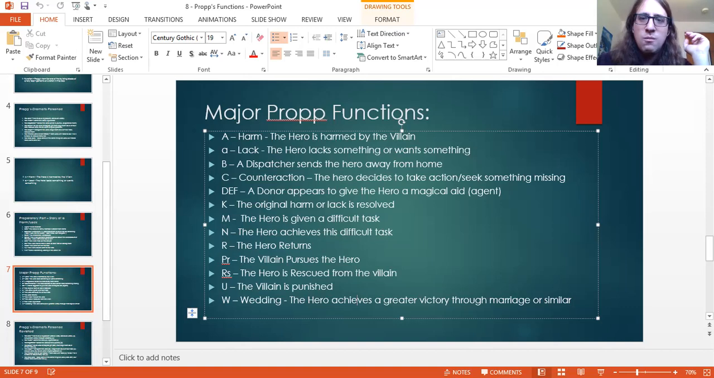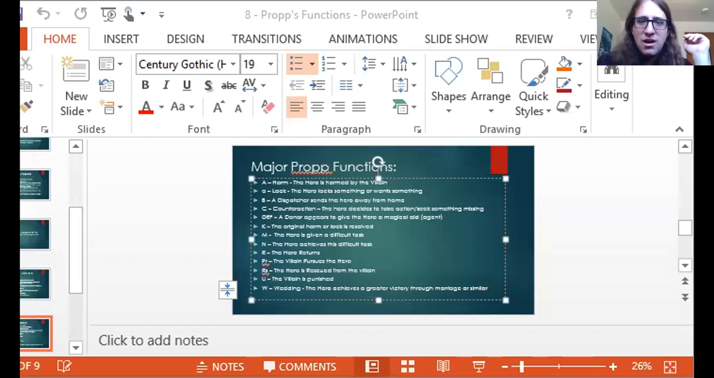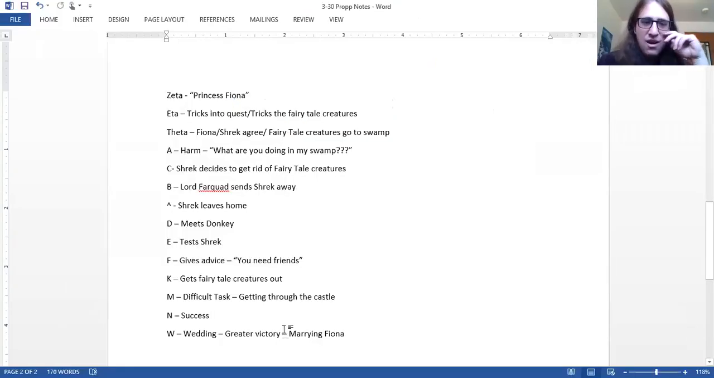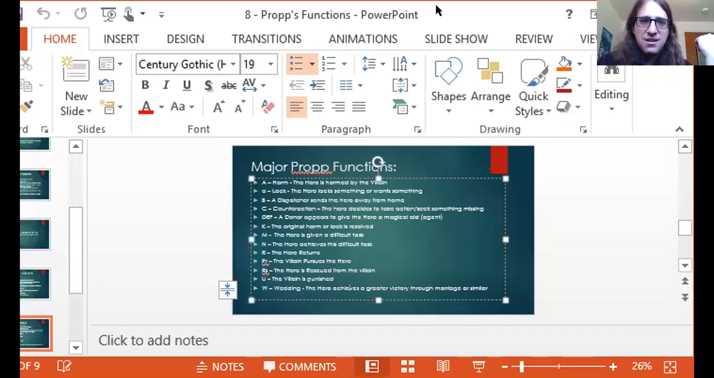Oh, sorry, I accidentally paused the screen sharing here. Let's go back here. Here we go. So yes, getting through the castle and then success. And now let's swap back again. What else have we got?